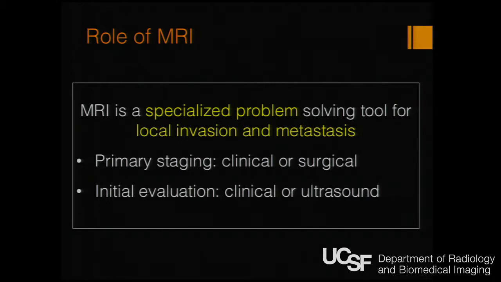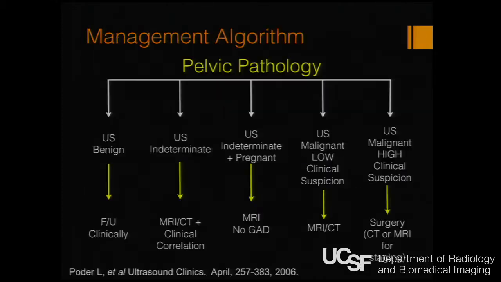So first, a general note about the role of MRI and the role of CT is these are specialized problem-solving tools. Dr. Potter already talked about that ultrasound and clinical exam is usually the way you're going to primarily diagnose a gynecologic disease, and MRI and CT work when we have specific questions that we want to ask. So our imaging is always tailored at those specific questions.